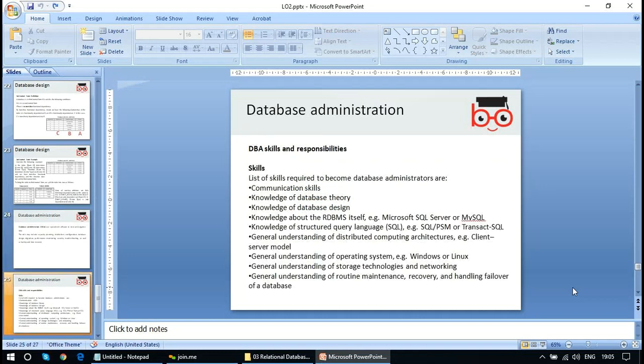Skills: the DBA skills and responsibilities. The list of skills required to become a database administrator includes communication skills, knowledge of database theory, knowledge of design, knowledge of the relational database management system itself, knowledge of structured query language, SQL, and so on.